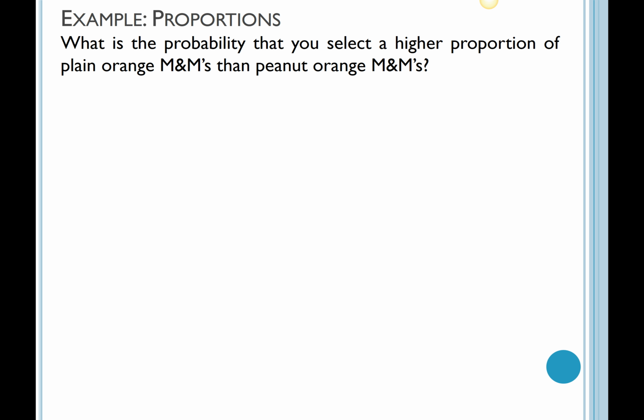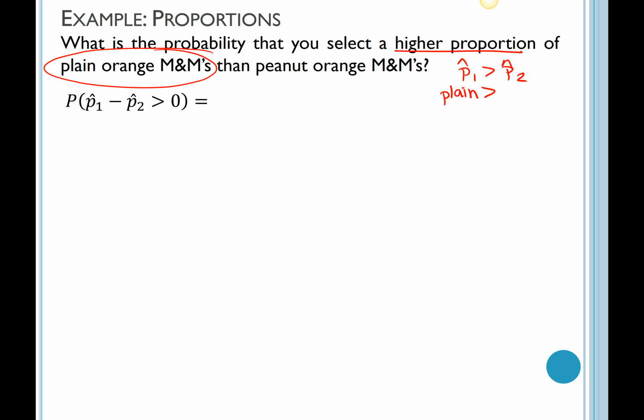So what is the probability that you select a higher proportion of orange plain M&Ms than orange peanut M&Ms? Remember that we are trying to figure out the probability that the difference is going to be greater than 0, because if we have a higher proportion of orange plain M&Ms, that means that p hat 1 will be greater than p hat 2, because we're talking about plain being greater than peanut.